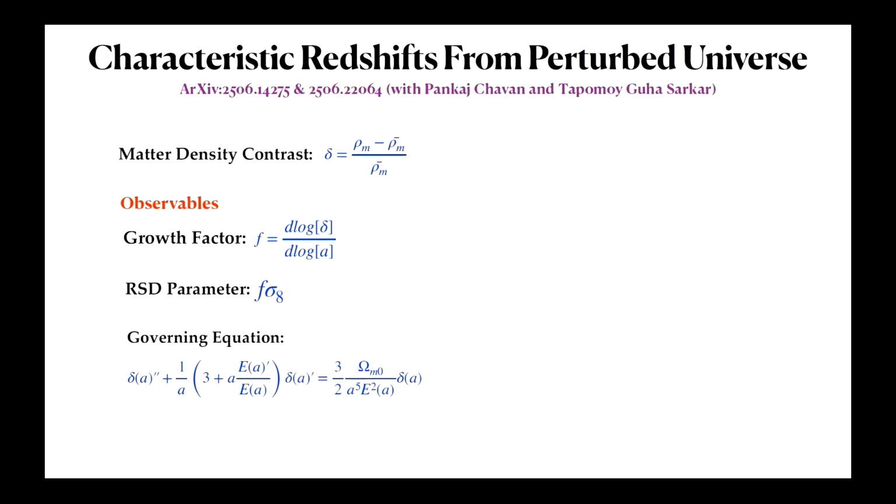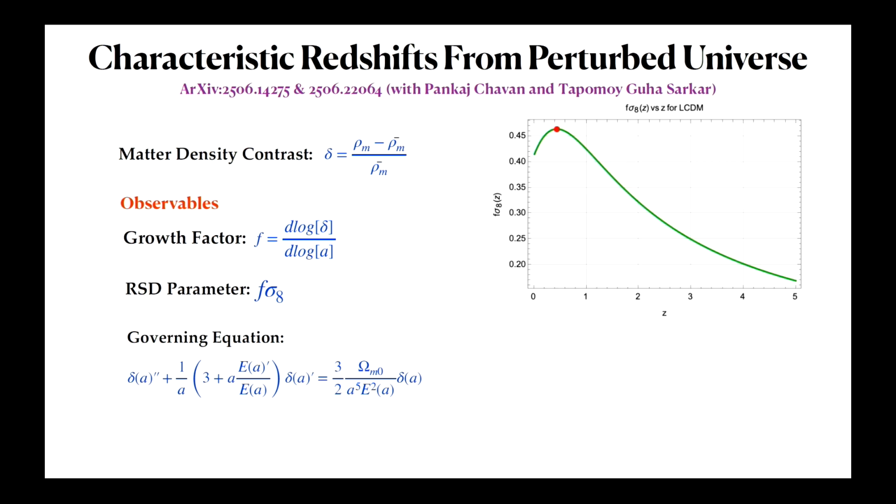Now let's see what happens in the perturbation part of the universe. In the perturbation part, I have this matter density contrast. This is the growth factor. As I said, we cannot directly measure the growth factor. What we measure is f sigma 8, the redshift space distortion. This is driven by this equation.